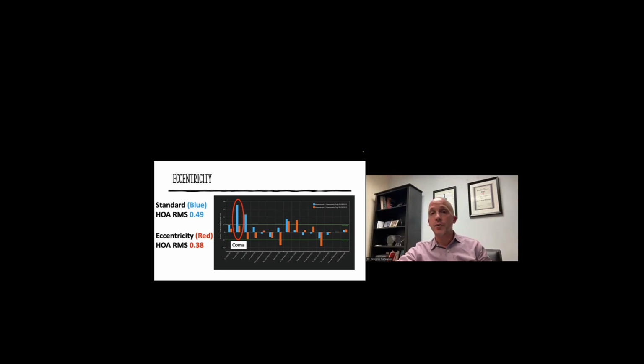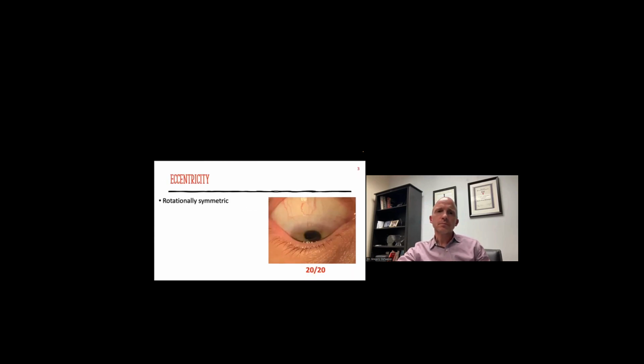In fact, that green line really represents a subclinical amount of aberration. So we drop the positive vertical coma below what we consider subclinical. And what's exciting is this changes her from 20/60 vision and improves her now to a 20/20 visual result.